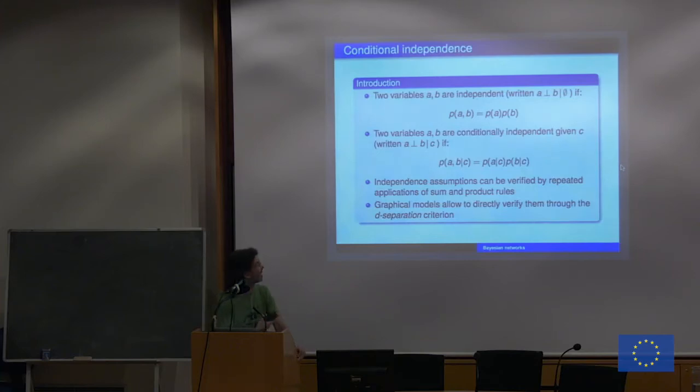Okay, and I will show you a way to avoid doing this and identify independencies just by visual inspection of the graphical model. This is one of the big advantages of the graphical model. Okay, and this will work by building up rules based on simple basic rules and combining them. And this criterion is called D-separation.